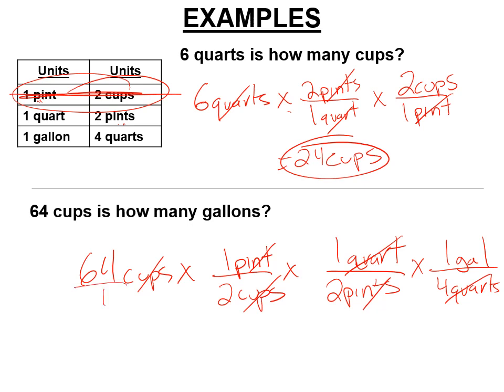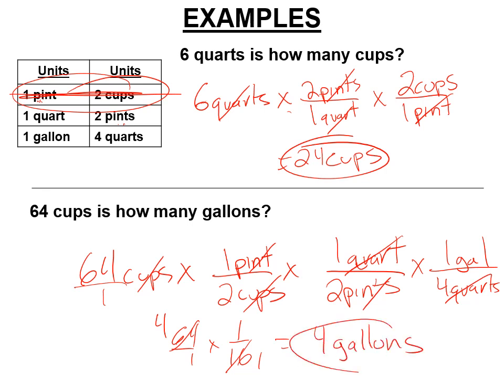So there's lots of canceling here we can do. You can just multiply these bottoms. 2 times 2 is 4 times 4 is 16. So it's 64 over 1 times 1 over 16. 16 goes into 64 4 times. This is 4 gallons. Now, if you didn't get that, you could do 2 into 64, and that would be 32. And 2 into 32 is 16, and 16 into 4, it's 4, no matter how you cancel it. 64 cups is 4 gallons. So it took 3 steps to get there.